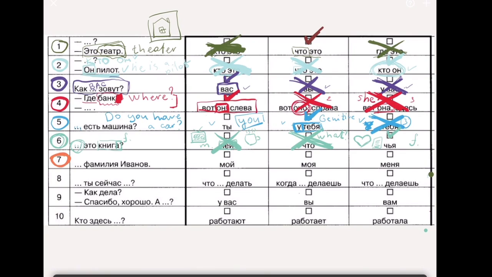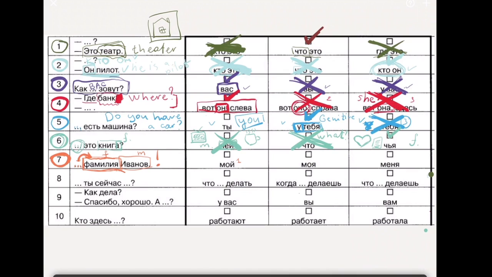Number 7. Here we have pretty much the same. Фамилия Иванов. My last name is Ivanov, and this one is pretty tricky because Ivanov is masculine and familia, last name, is feminine, so they want to confuse you here. But the main word is familia. Of course, this is what these 3 dots refer to. So these must be connected. So let's look at the answers.